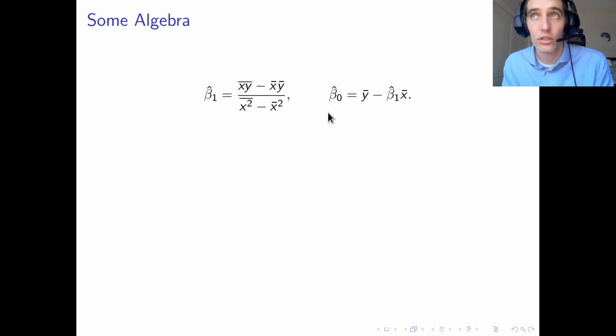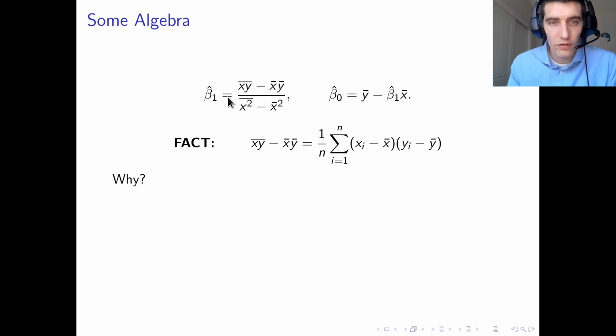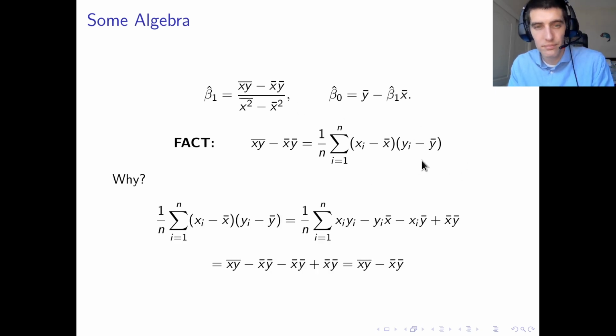So let's fix that, and in order to do that, we're going to rewrite these expressions into easier to parse terms. First, we're going to rewrite this numerator, and actually this denominator as well, using the following fact. The fact is that xy bar minus x bar y bar is equal to this expression. This is going to allow us to substitute, to get rid of the mean of the product minus the product of the means with this expression here.